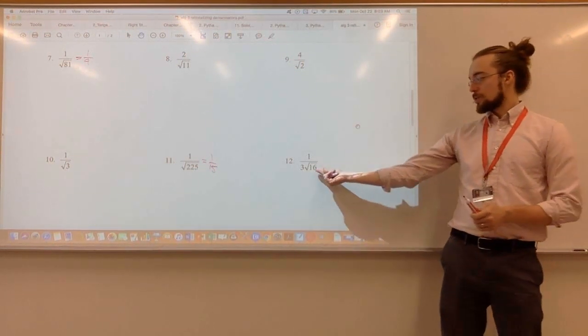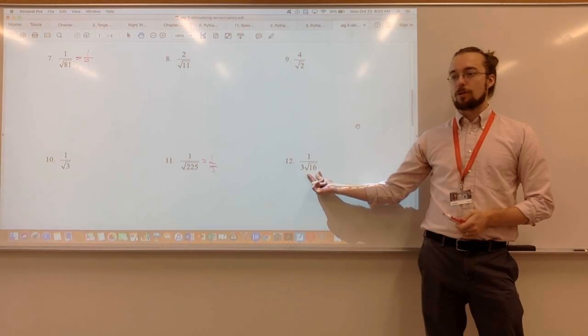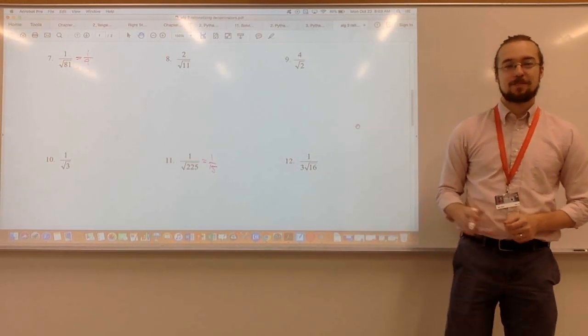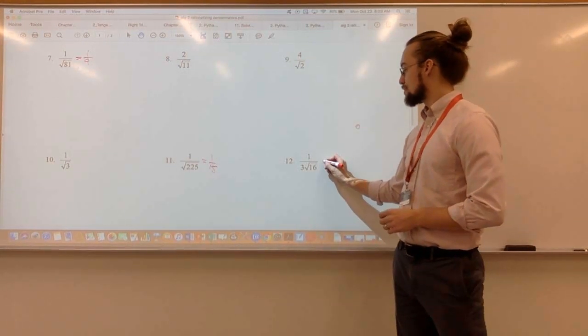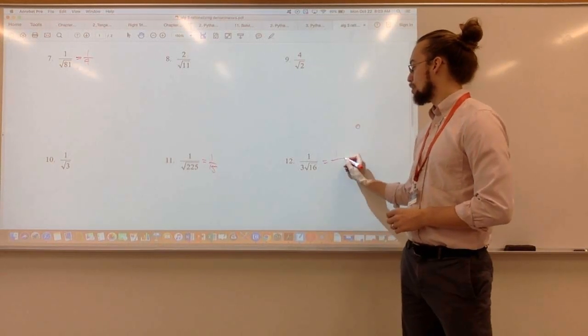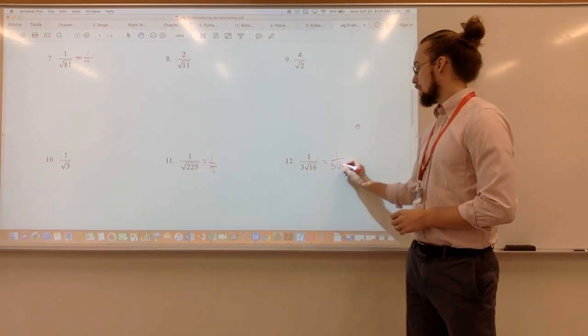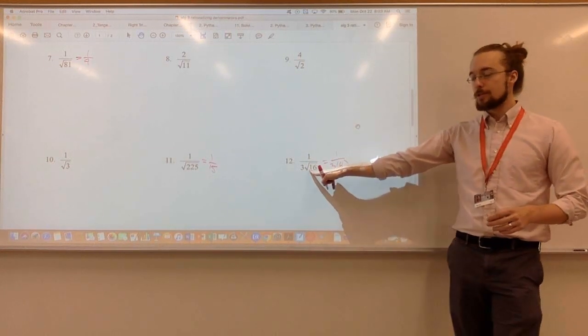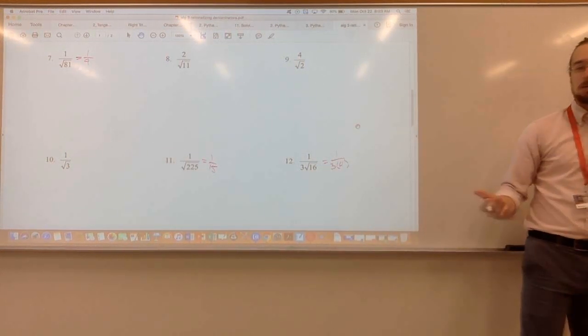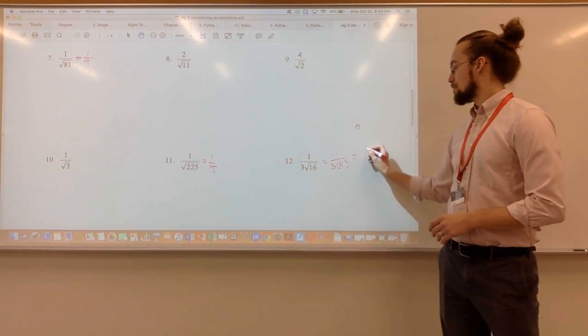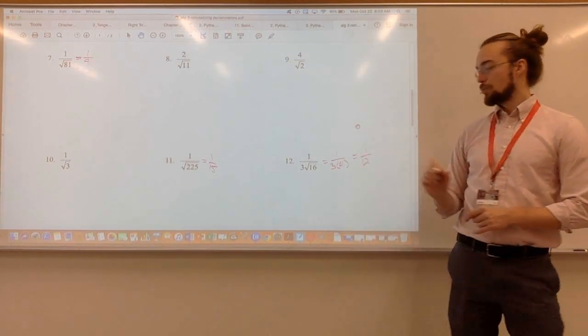Radical 16 is a perfect square. The square root of 16 is just 4. So this would just become 1 over 3 times 4. And we can replace the radical 16 with a 4. So this is just 1 over 12.